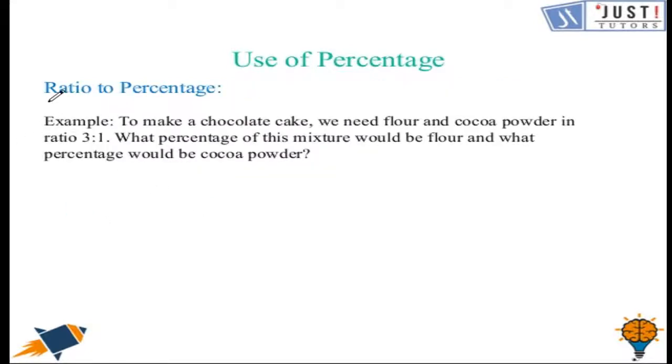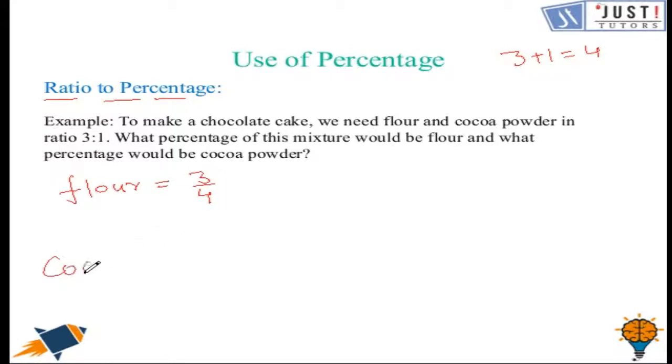Moving ahead, here we will see how to change ratio to percentage. In this example, it says to make a chocolate cake, we need flour and cocoa powder in ratio 3:1. It means we have a mixture for the cake in which 3 parts of the mixture is flour and 1 part of the mixture is cocoa. It means we have total 4 parts. We can also find the total number of parts by adding the ratios like this. Now we can say the fraction for the flour is 3 out of 4, 3 over 4.